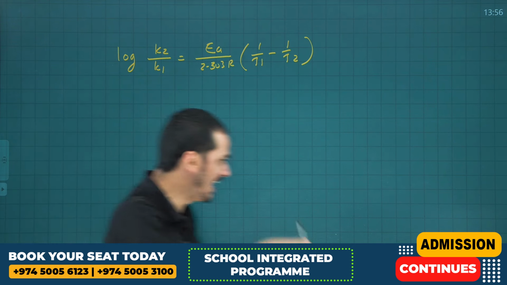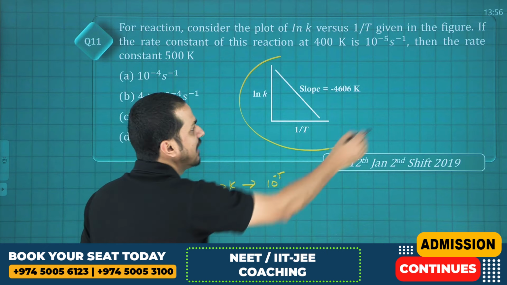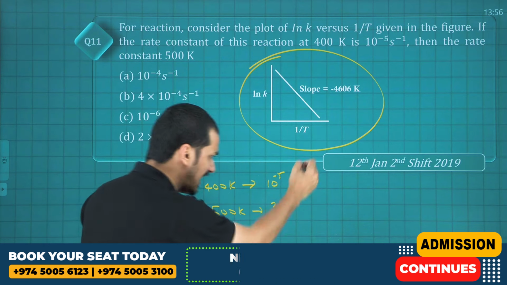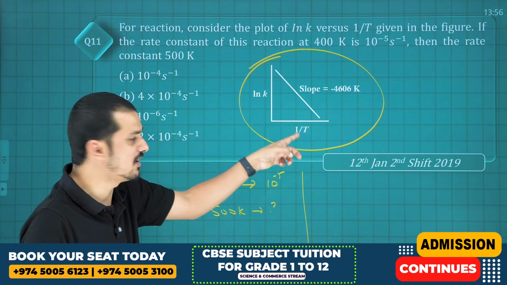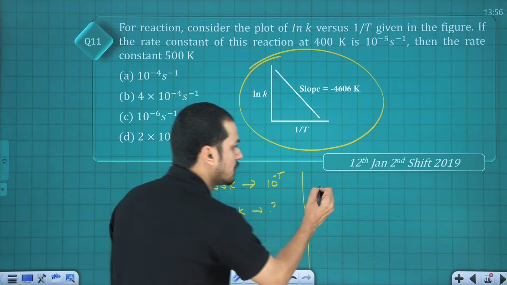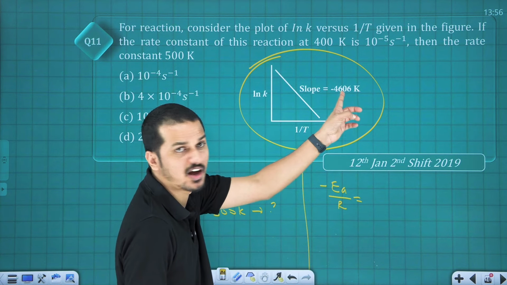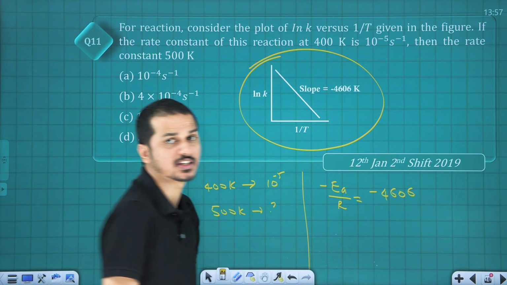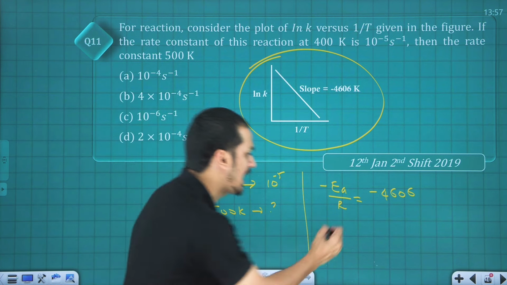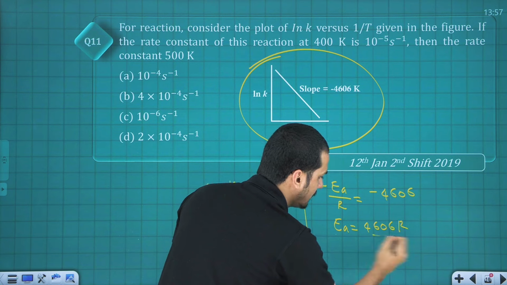To find out EA, in the question they gave one graph. What graph? ln K versus 1 by T graph, and its slope is given. For an ln K versus 1 by T graph, the slope is equal to minus EA by R. Minus EA by R they gave as minus 4606 Kelvin. So the minus signs cancel, and EA equals 4606 R.